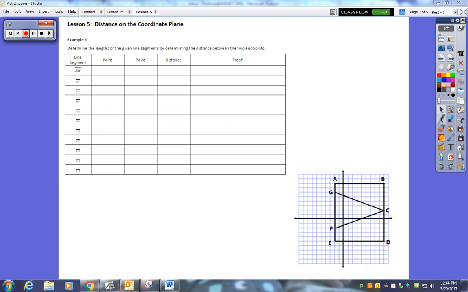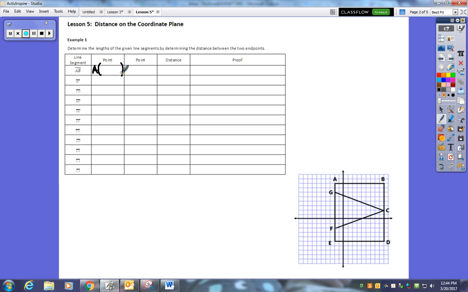So there are problems like this in your packet and on your homework though, so I do want to show you what it's saying. So if you look at the first row of the table, it's giving you line segment AB. So that's basically saying how far is it between point A and point B. I'm looking at the graph at the bottom of your page. The first thing it says is point, so it wants you to give the coordinates of one of the points. So I'm just going to do A first.